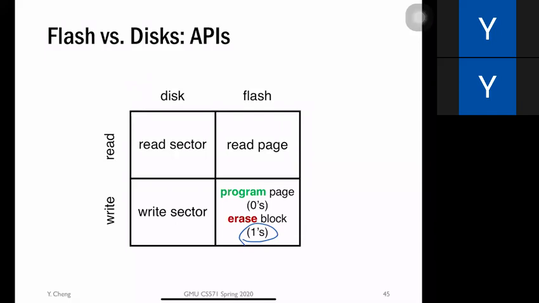And you can only write something new into the fresh state flash page, which contains all ones. And program operation is to write zeros, flip ones back into zeros. So this is the program operation. Erase operations flip all zeros back to ones.